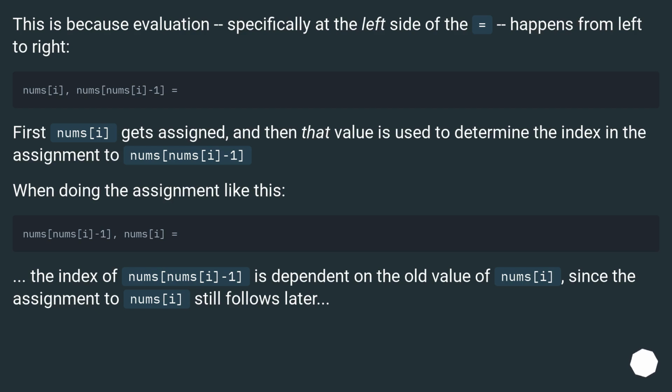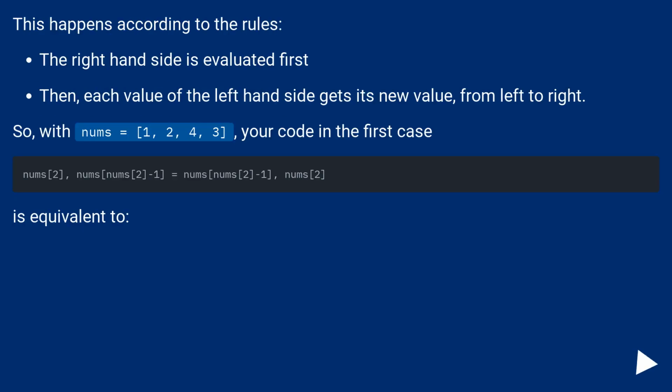This is because evaluation, specifically at the left side of the equals, happens from left to right. First nums[i] gets assigned, and then that value is used to determine the index in the assignment to nums[i - 1]. When doing the assignment like this, the index of nums[i - 1] is dependent on the old value of nums[i], since the assignment to nums[i] still follows later. This happens according to the rules.